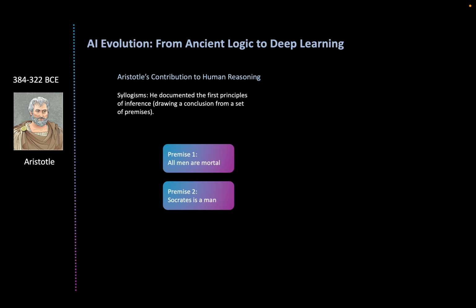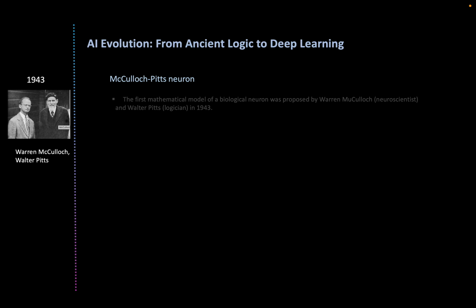What Aristotle said is, when a human being is given these two premises, we can come up with an inference. The inference can be Socrates is mortal. Since all men are mortal and Socrates is a man, the conclusion is Socrates is mortal. This is human reasoning. Can we automate this human reasoning? Yes, human reasoning in this perspective can be automated, and a machine can replace this simple human reasoning. So, this was documented by Aristotle around 380 years BC.